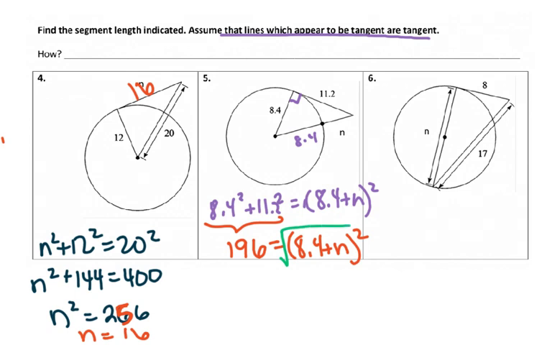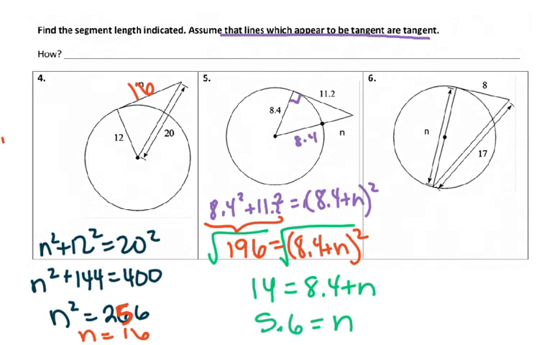I need to get the n by itself, so I'm going to take the square root of that. If I have the square root of something squared, it's just that thing. So when I take the square root of that, it's just going to be 8.4 plus n, and I take the square root of the other side, and it's 14, and so then that helps me to solve that pretty easily. So 14 minus 8.4 is 5.6, and so that is the length of this piece right there.